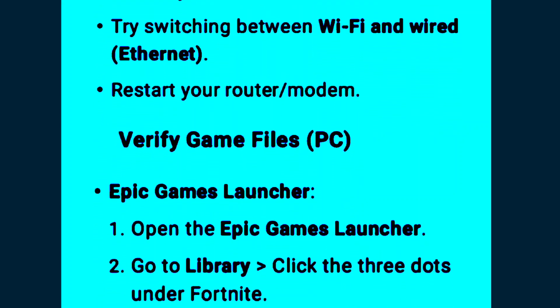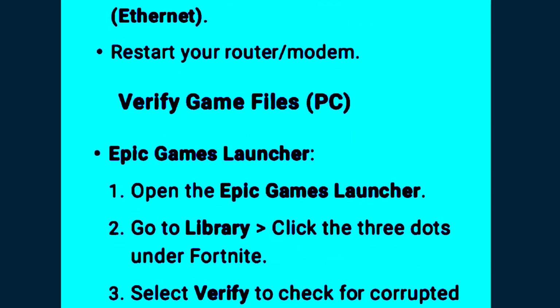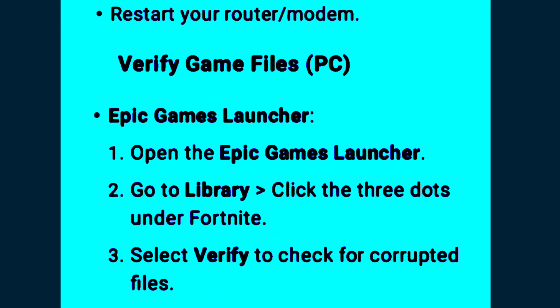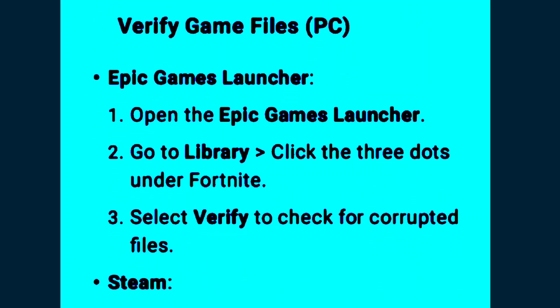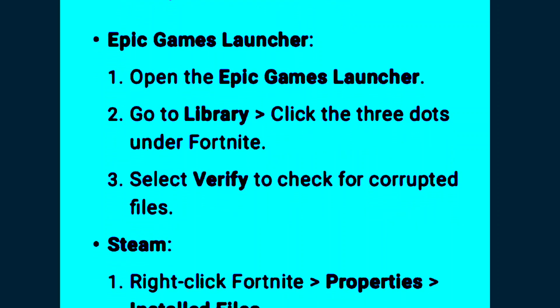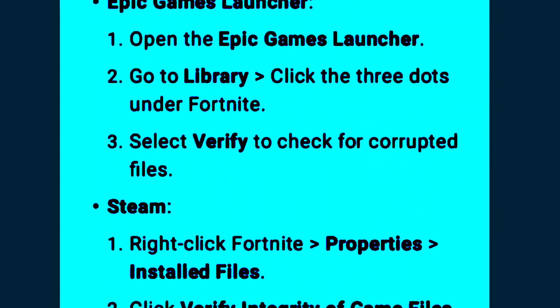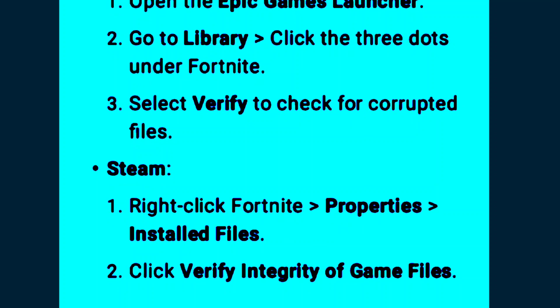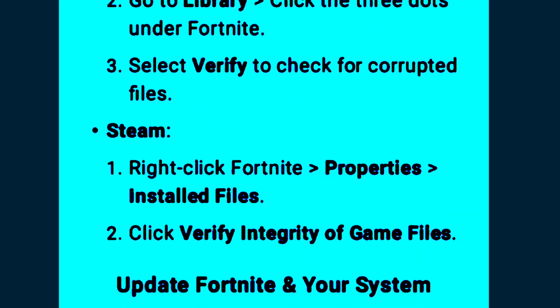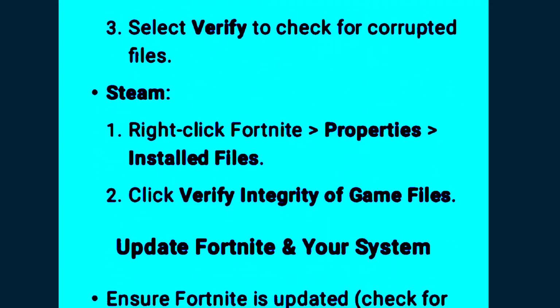Verify game files. Epic Games Launcher: open the Epic Games Launcher, go to Library, click the three dots under Fortnite, and select Verify to check for corrupted files. Steam: right click Fortnite, go to Properties, then Installed Files, and click Verify integrity of game files.